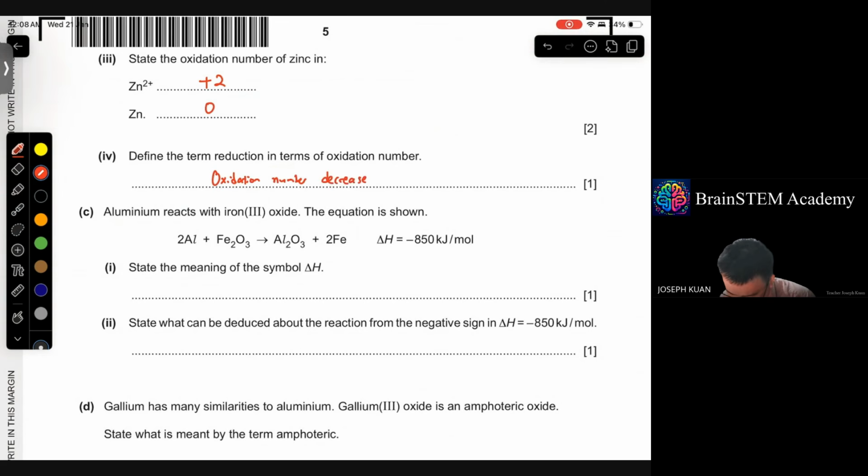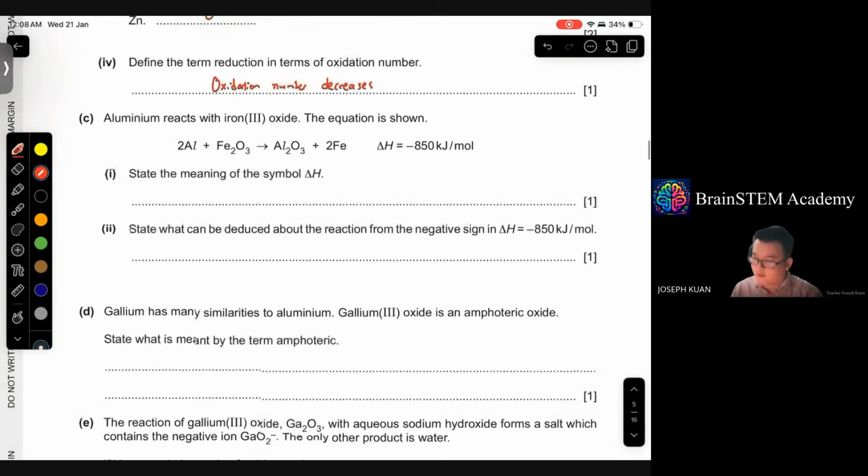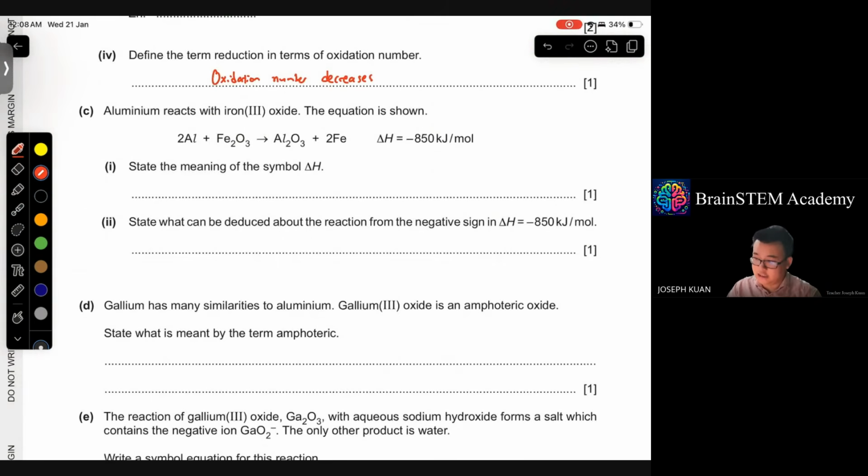Okay, that's called reduction. And state the meaning of delta H. That is just enthalpy change. And state what can be deduced from the reaction from the negative sign. So it means that the reaction is exothermic. That's all. Negative symbol means the reaction is exothermic.